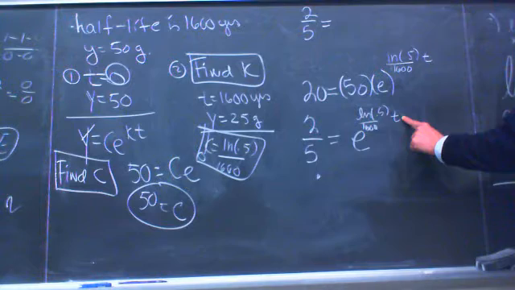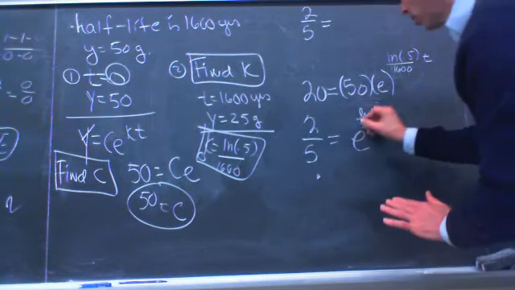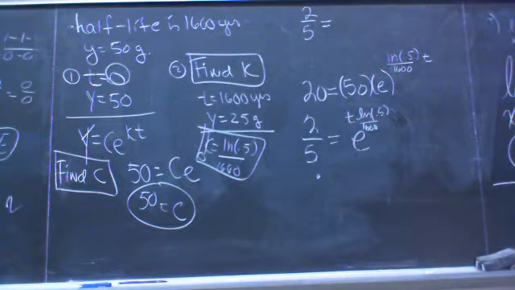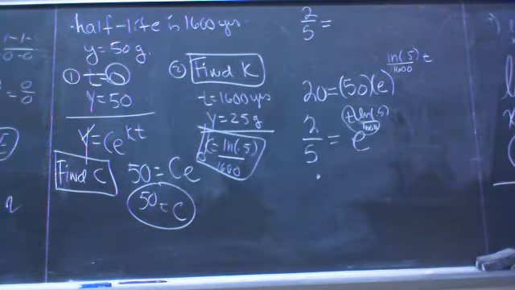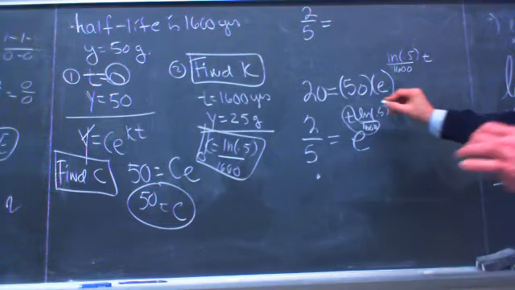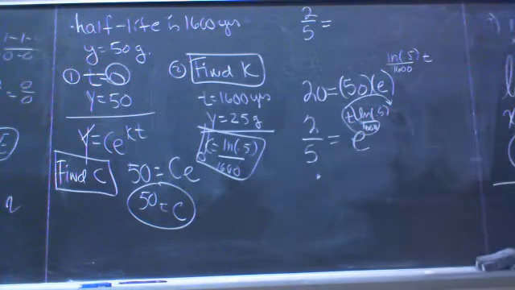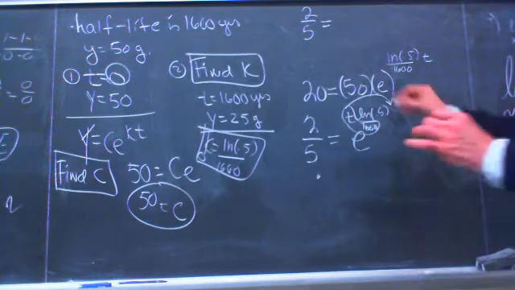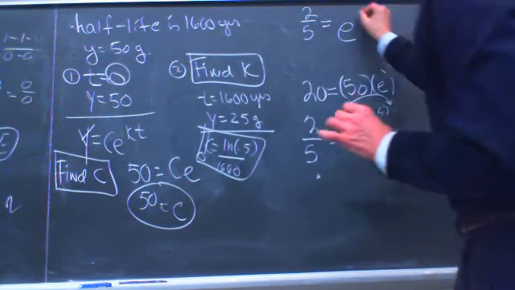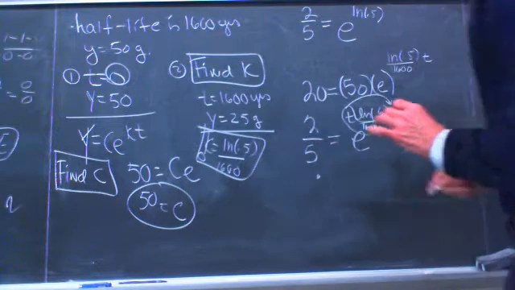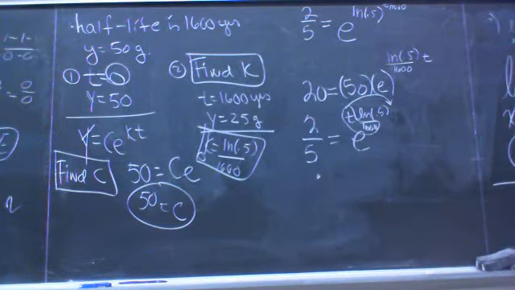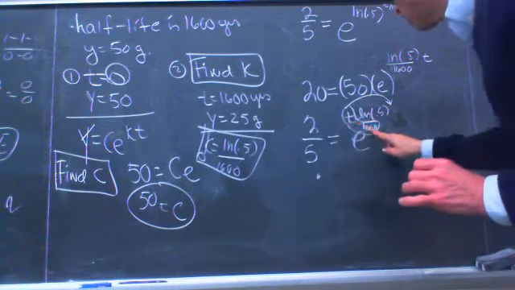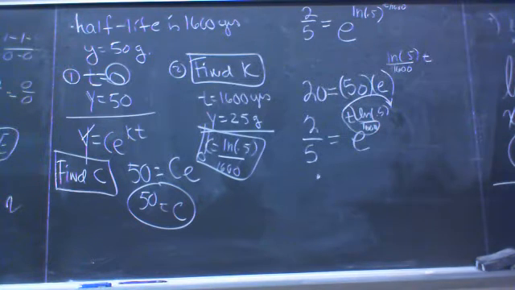I can make life very easy for myself by being clever. Putting the t in front, which is fair. Do you agree? And then what happens is, this is a coefficient in front of the ln, which means I can bring this back up on top and make it 2 over 5 equals e to the natural log of 0.5 to the power of t over 1600. Do you see that? What am I doing with this t over 1600? Bringing it where? Back on top.